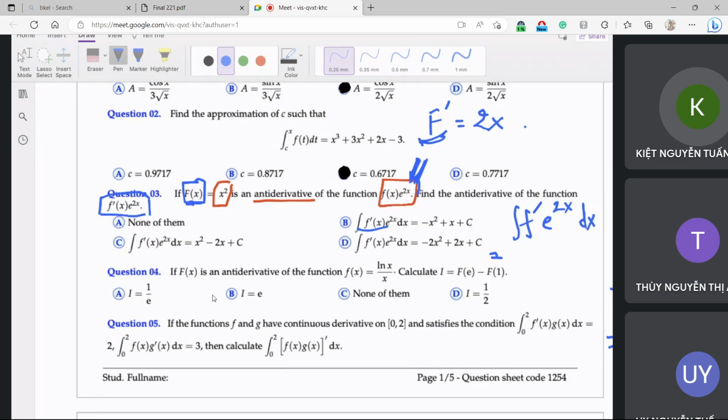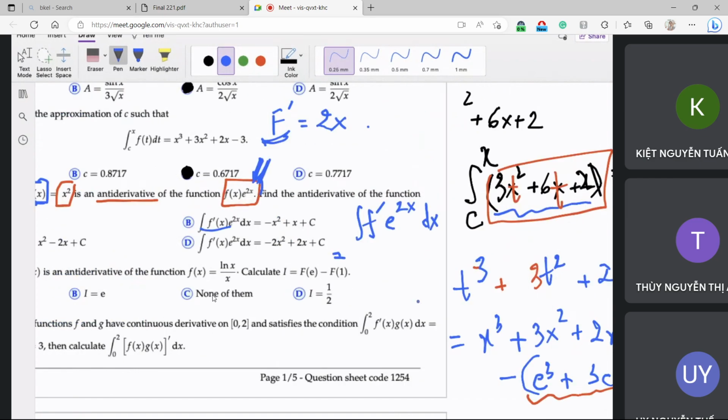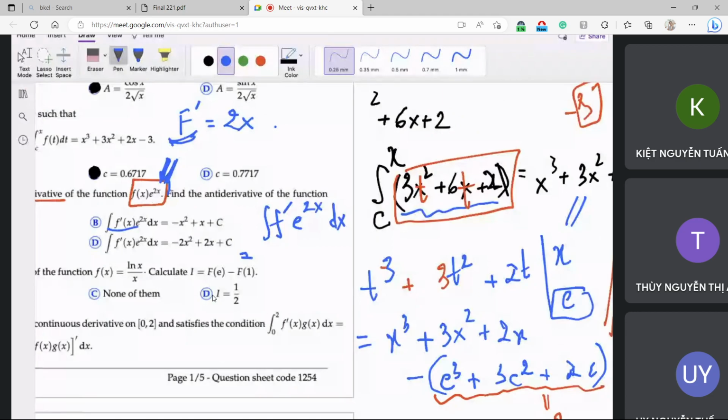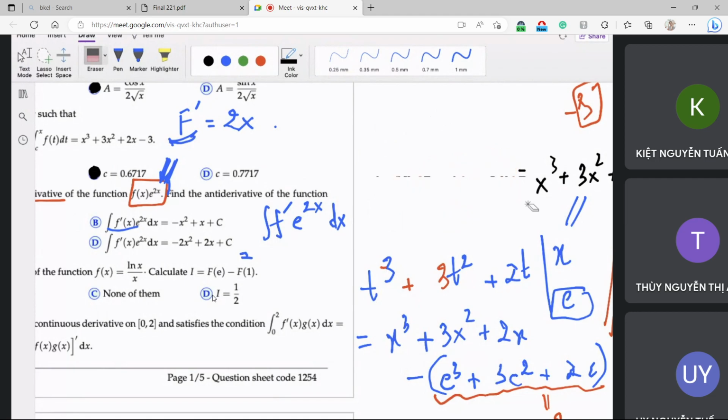Oh, sorry. Yes. Hello. What is your question? You don't understand? Okay. We want to find the antiderivative of this function. So what is the antiderivative? I erase it.